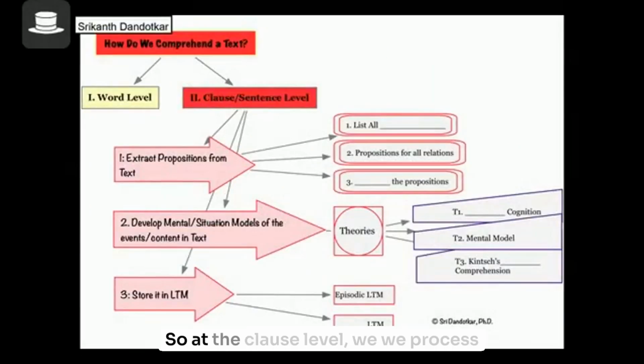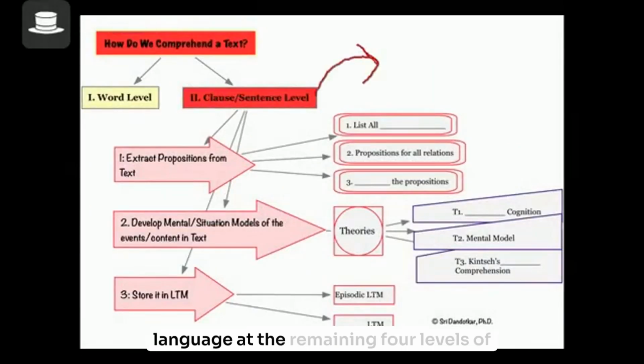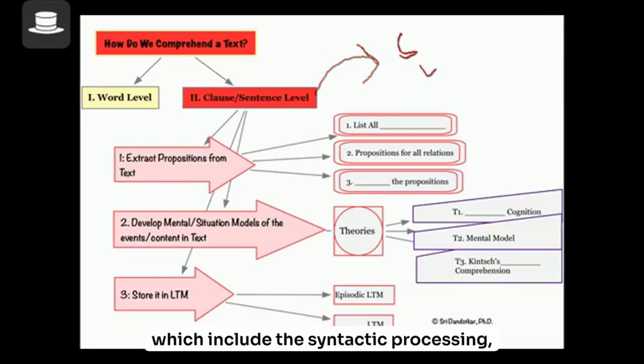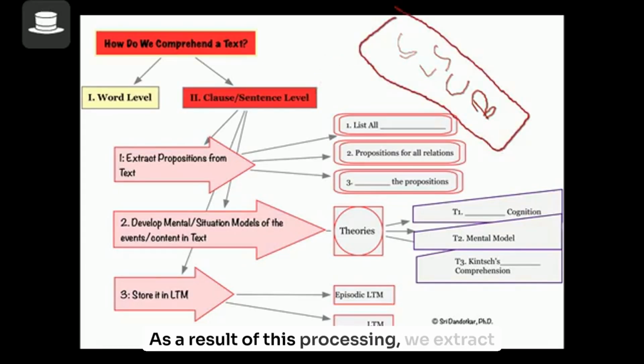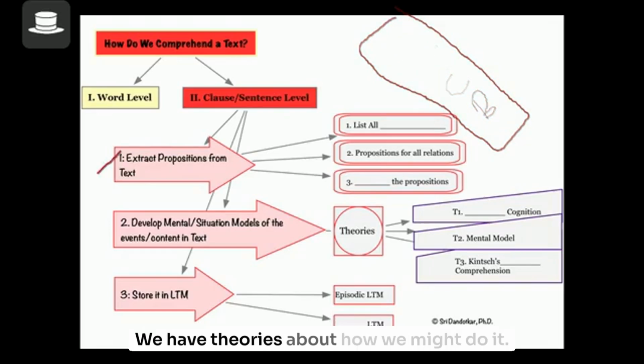So at the clause level, we process language at the remaining four levels of Miller's four levels of processing language, which include syntactic processing, lexical semantic processing, conceptual processing, and belief level processing. As a result of this processing, we extract and create propositions. We have theories about how we might do it.